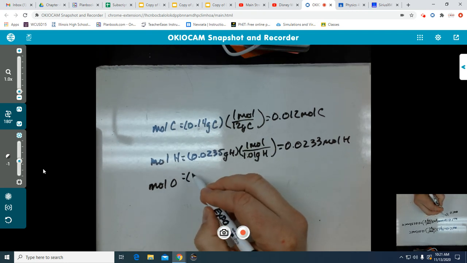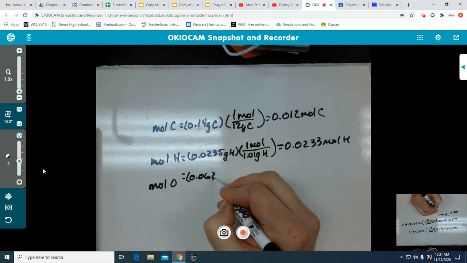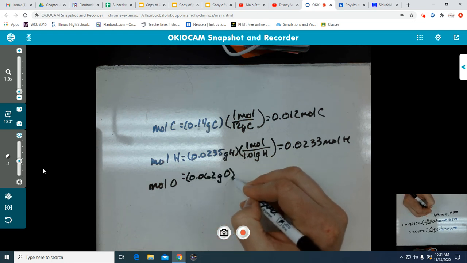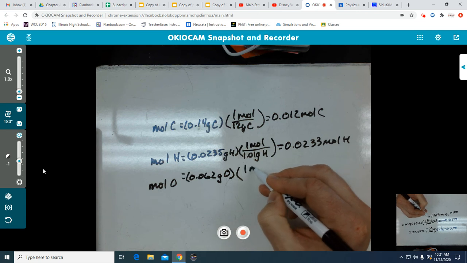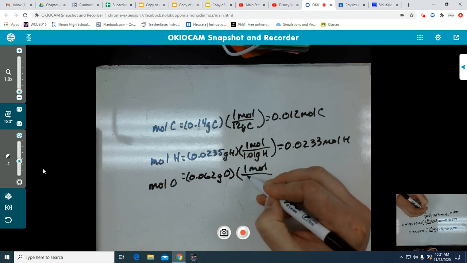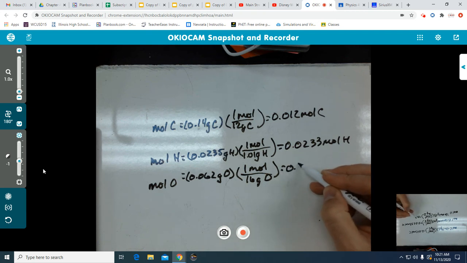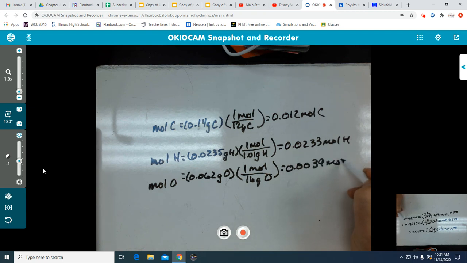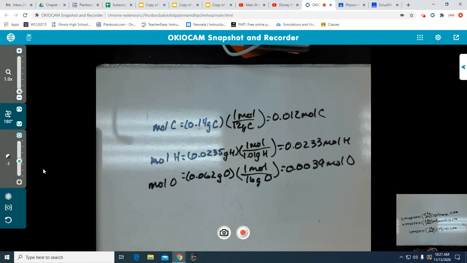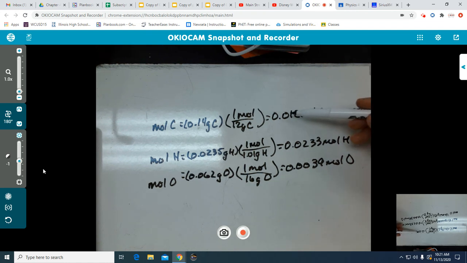And then lastly, mole of oxygen. We calculated at the very end that we had 0.062 grams of oxygen. Multiply by, or divide, however you want to say it, by its molar mass of 16 grams. You get 0.0039 mole of oxygen. Okay. We now have our moles of each element.